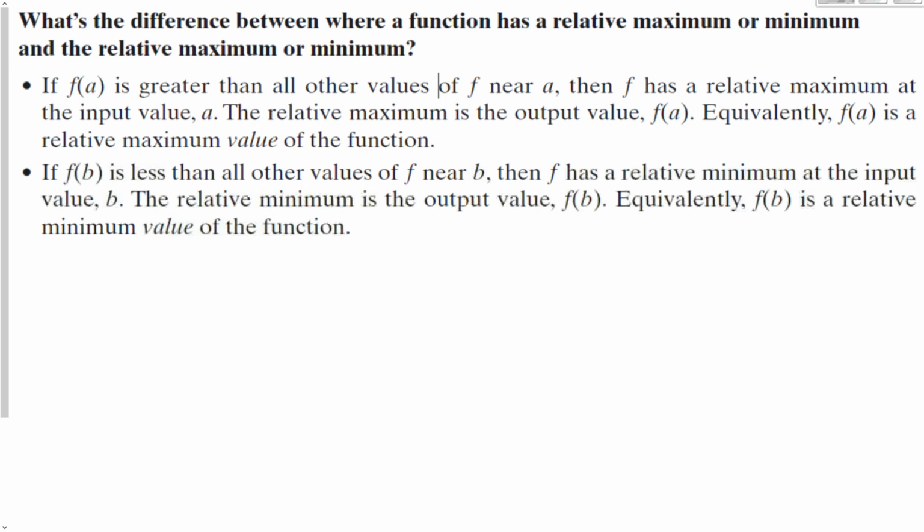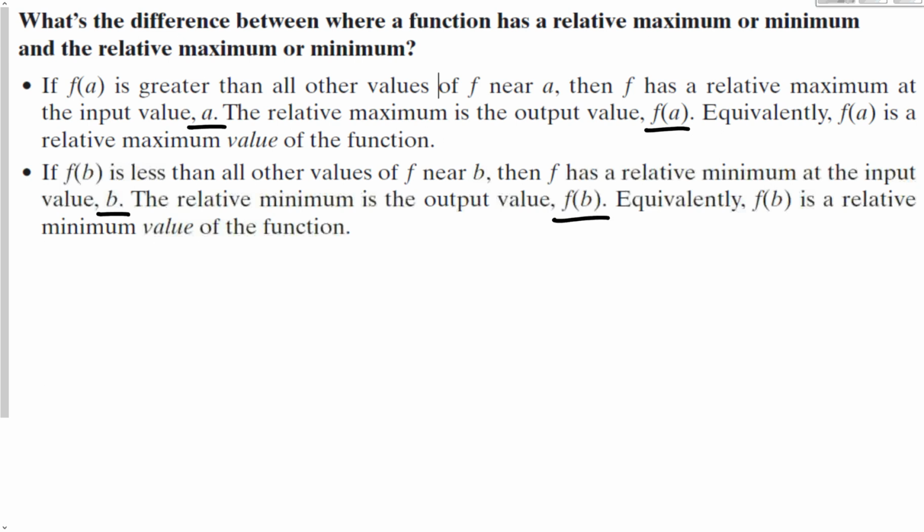If f of a is greater than all the values of f near a, then f has a relative maximum at the input value a. The relative maximum is the output value f of a. Equivalently, f of a is a relative maximum value of the function. So the inputs are where the function has the relative maximum. The outputs are the relative maximum. And the same is true for minimum. If f of b is less than all the other values near b, then f has a relative minimum at the input value, and the relative minimum is the output value.